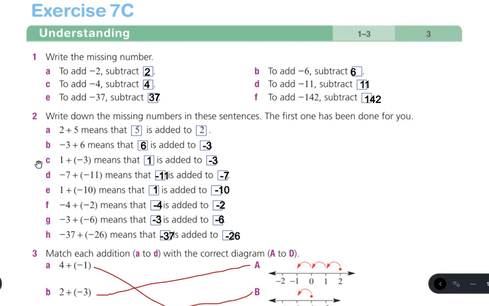For number 2, it doesn't actually matter which order you put them in, as long as you've got the correct sign. So for example, -3 plus 6 could mean that you're adding -3 to 6, or it could be that you're adding 6 to -3. Either way, it's the same. You just have to make sure that you've got the sign correct. If you've got a positive and a negative next to each other like this, that means a negative. Okay? That means a negative.